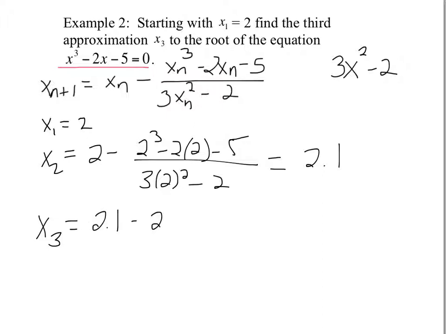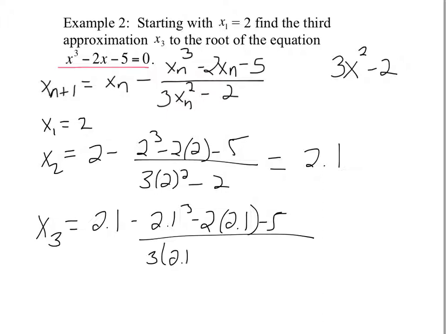So I would have 2.1 minus (2.1 cubed minus 2 times 2.1 minus 5) all over 3 times 2.1 squared minus 2. And when I do that and let the calculator do that one for me, I get 2.094568812. So we're getting pretty close to that 0 that the calculator would find for us if you just plugged it into polysimult. And again, yes, you have polysimult.